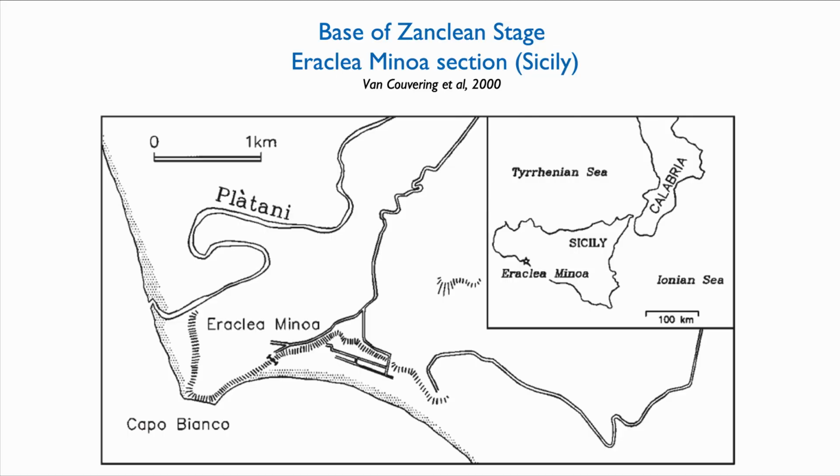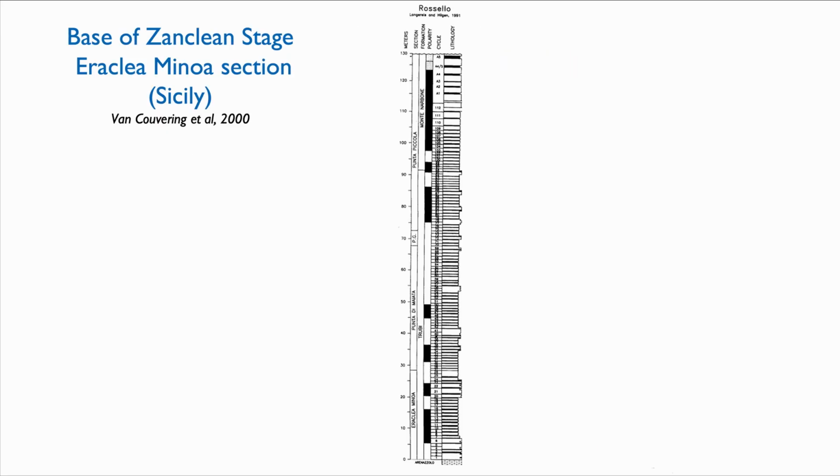So let's have a look at how sapropels have been used for orbital tuning. And maybe one of the best examples is using the record of Sicily. So the base of the Zanclean stage is defined at Heraclea Minoa in Sicily. And this is work done by Van Couvering and his team and published in 2000. So you have here the location of Heraclea Minoa. You can see Sicily and Calabria.